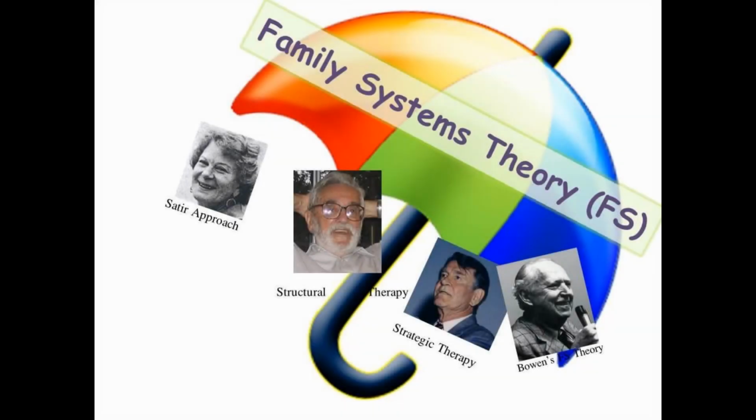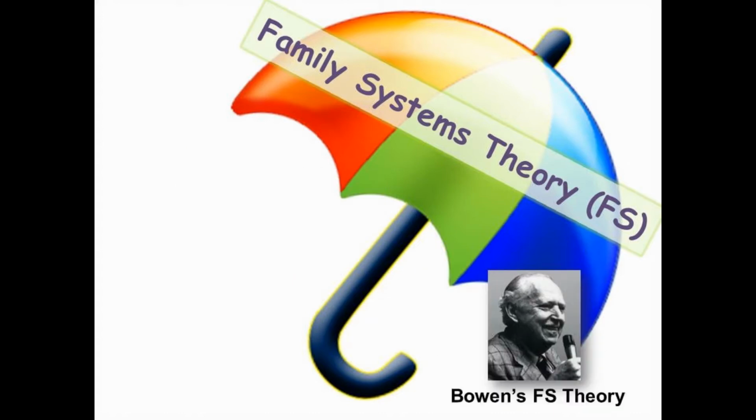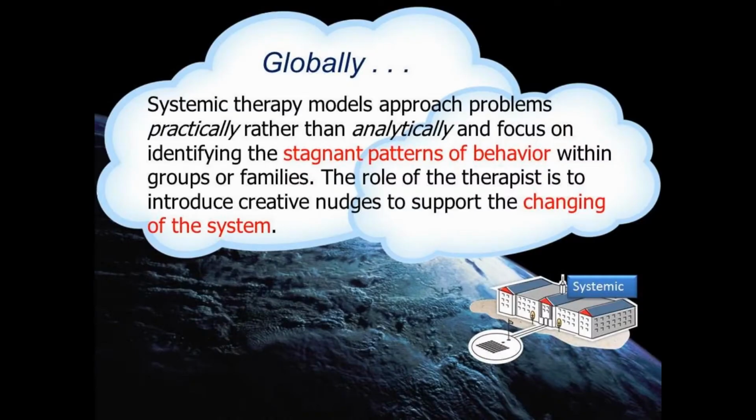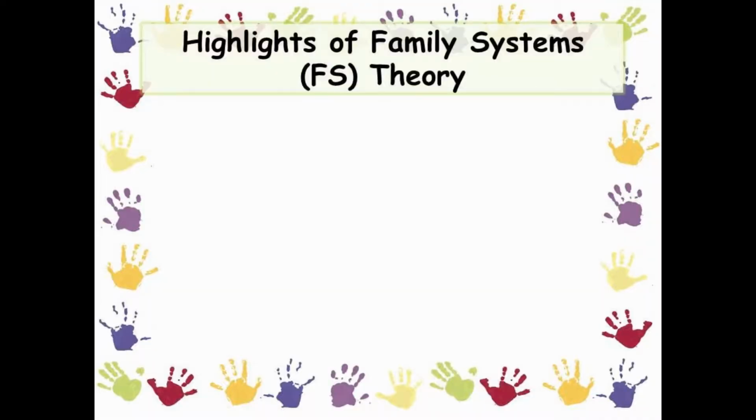As we continue to explore family systems therapy models, we'll focus today on Bowen's intergenerational theory. Like the other family modalities we've studied, Bowen's work is part of the systemic therapy models that support changing of the family system. Before moving on, I want to point out some of the highlights of the 4 family systems models, 3 of which we are covering in detail in this course.